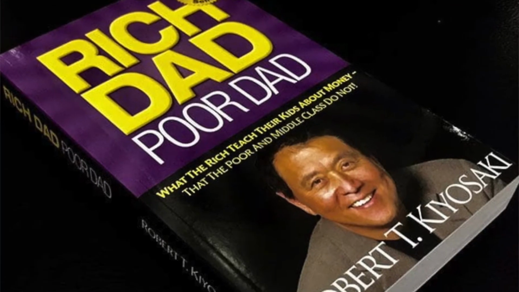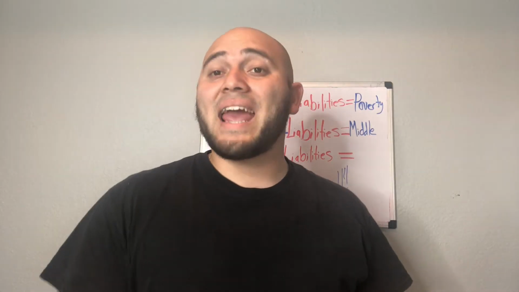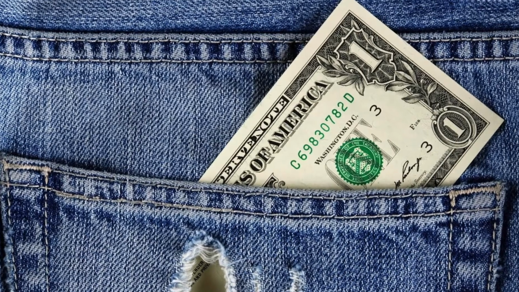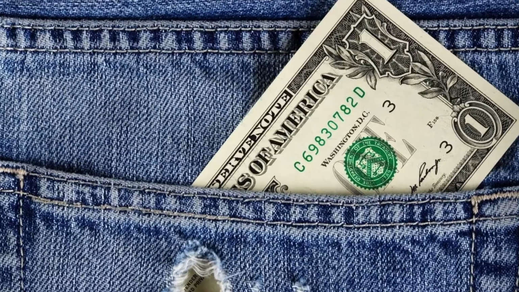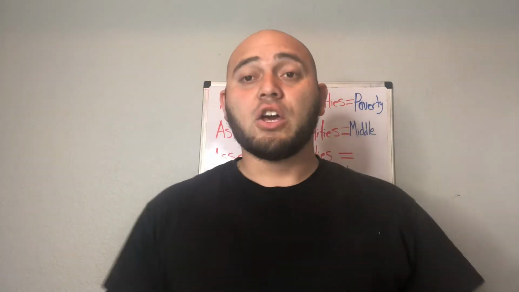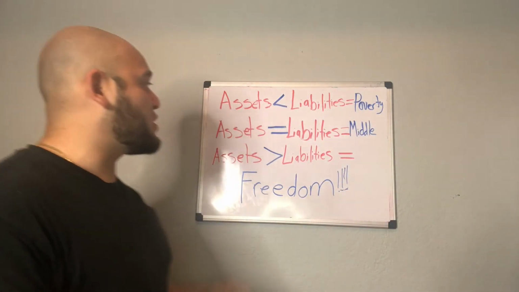Let's take it back to Rich Dad Poor Dad. An asset is basically anything that's putting money in your pockets. A liability is anything that's taking money out of your pockets, okay? So let's just look at these formulas.